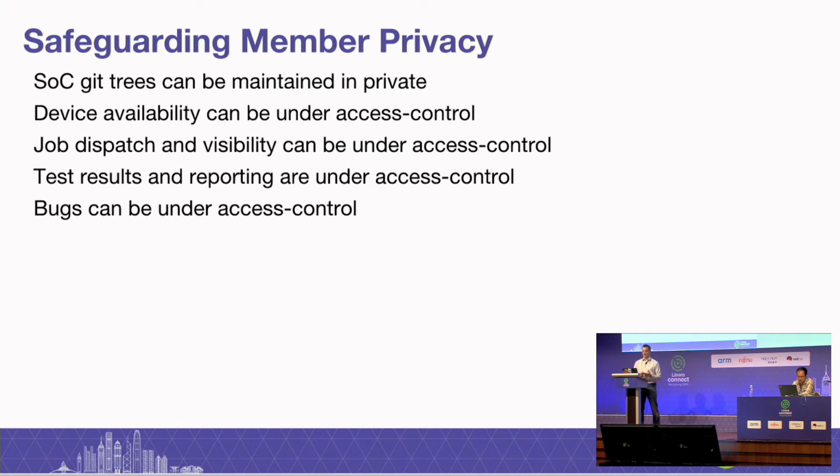All device availability in Lava can be maintained under access control. No one needs to know that you have devices available. Job dispatch and visibility can be under access control. Test results reporting are under access control, and bugs are under access control.